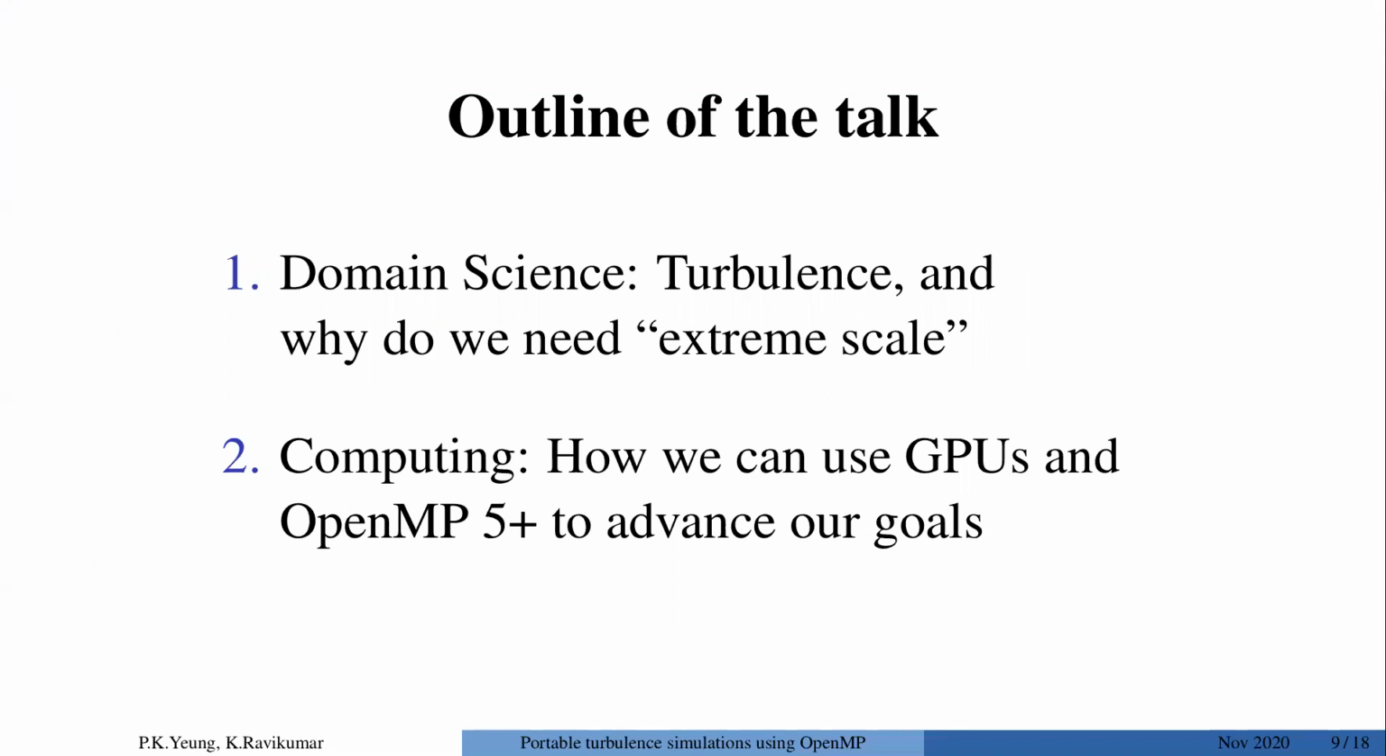In the second half of this talk, we would like to focus on the computing aspects of performing pseudo-spectral direct numerical simulations of turbulence, and how we can use GPUs on the newer heterogeneous architectures to get the best performance. Also, we will look at how OpenMP and some of the 5.0 features can be used to improve the portability of our code to future architectures.